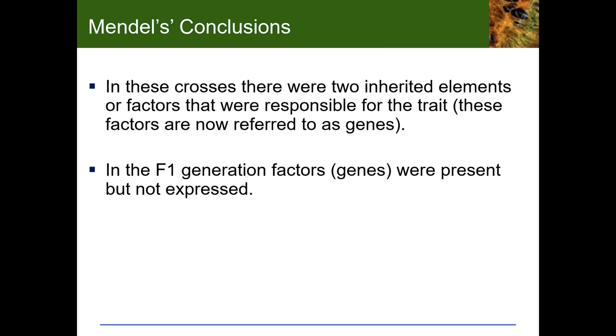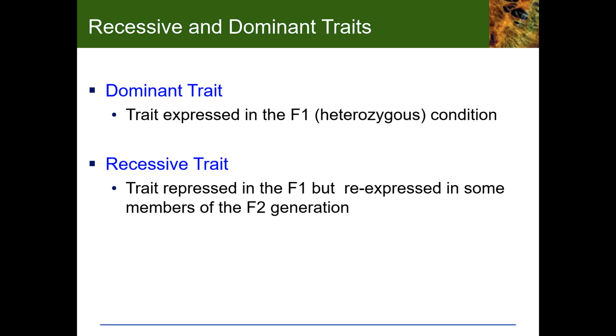In these crosses, there were two inherited elements or factors that were responsible for the trait. These factors are now referred to as genes. In the F1 generation, these factors or genes were present, but they were not expressed. And so the terminology dominant trait and recessive trait comes as a result of this.